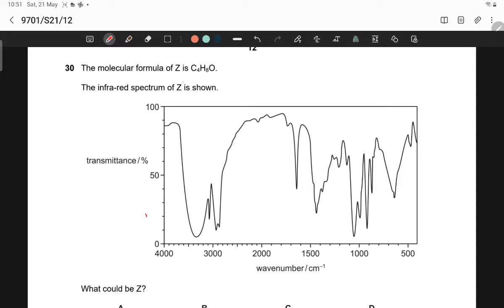The molecular formula of Z is C4H8O. The infrared spectrum of Z is shown. This peak is of OH, at 3000 to 3700 wave number.